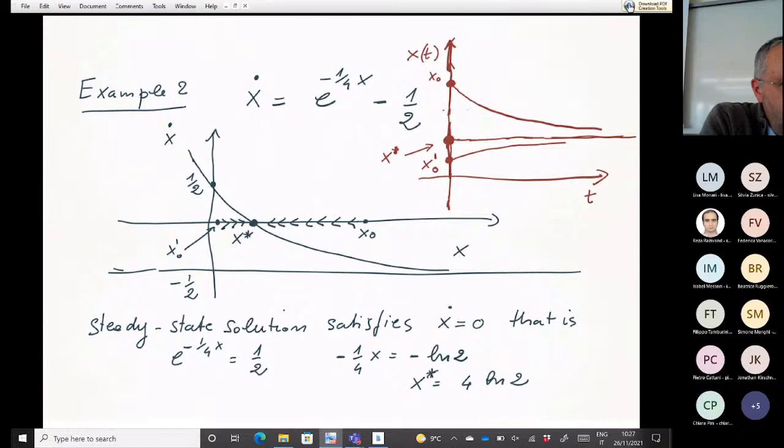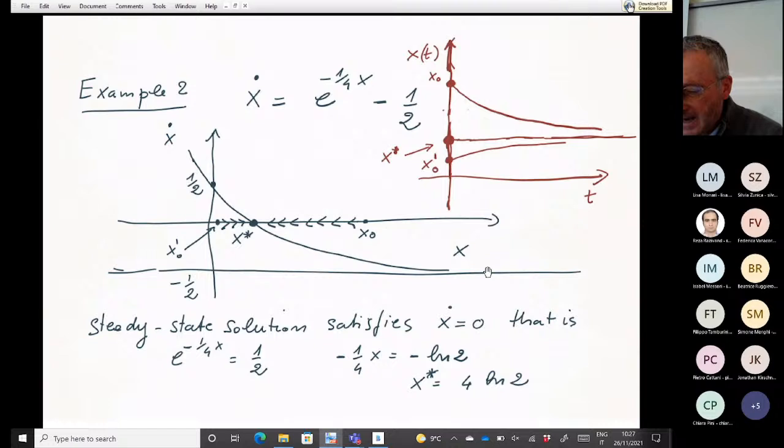Yes, it is globally stable. And the reason why it is globally stable is that this function is decreasing monotonically. It's strictly decreasing monotonically, which means that geometrically, if you start on the left, you will always have x dot positive. So it will increase, whatever the starting point is. And if you start on the right, you will have x dot negative, so it will decrease. So it is globally stable.